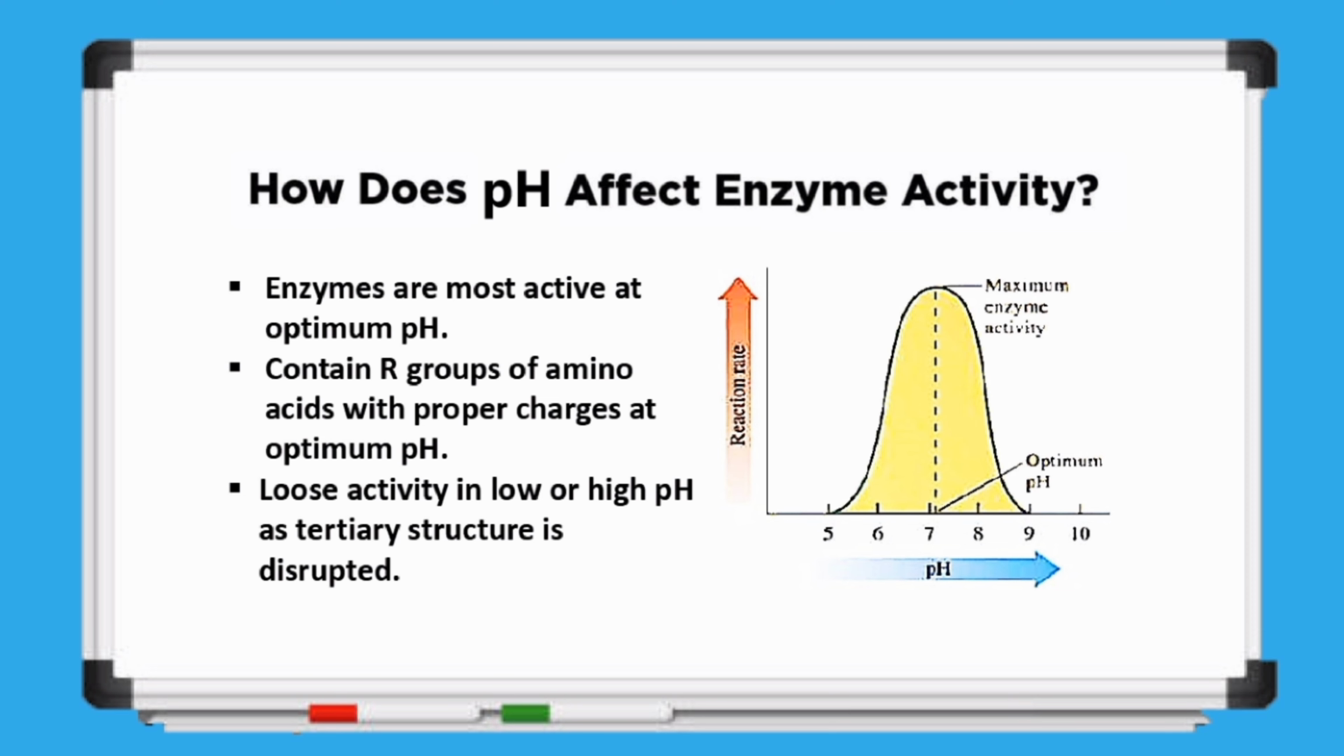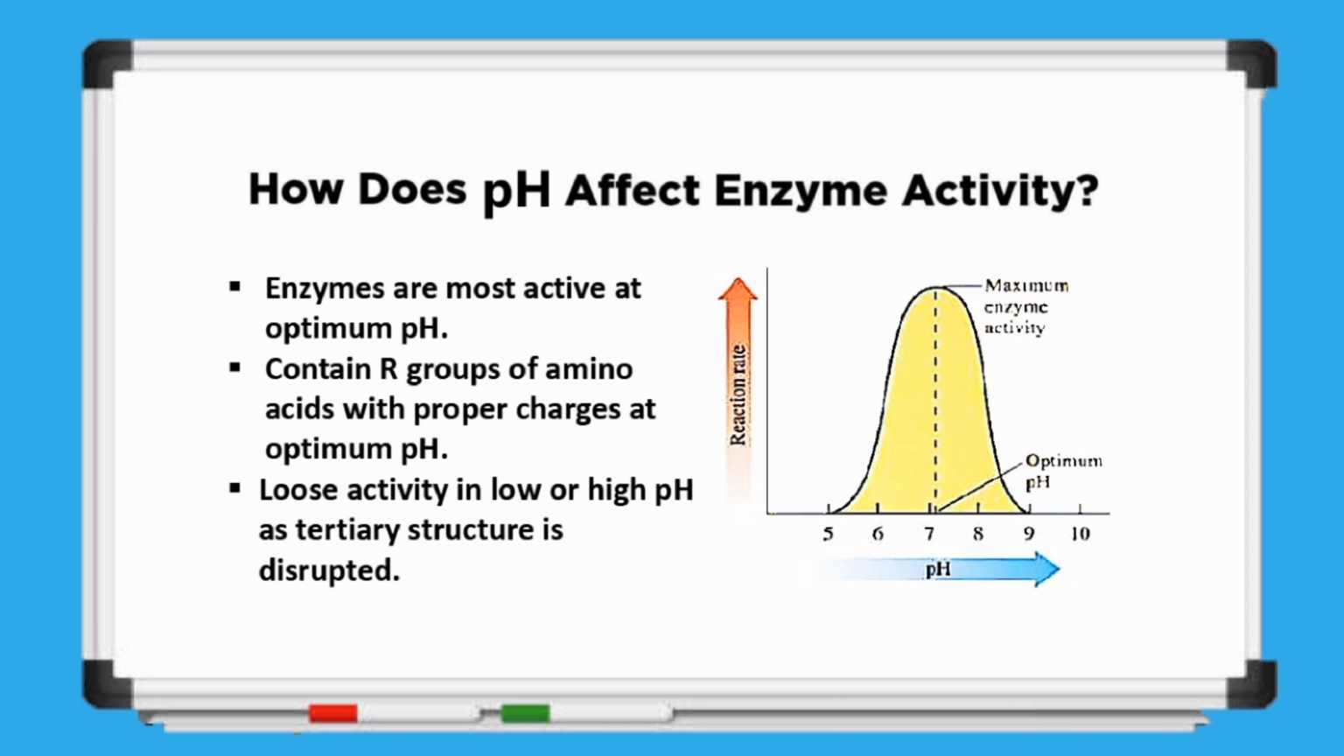But when the pH moves away from that optimum, either becoming too acidic or too alkaline, the enzyme starts to lose its shape. This is because the change in pH affects the charges on those R groups, and that can disrupt the enzyme's tertiary structure, which is its 3D shape. Once that happens, the active site doesn't fit the substrate properly anymore, and the enzyme doesn't work as well, or might stop working altogether. You can actually see this on the graph here.